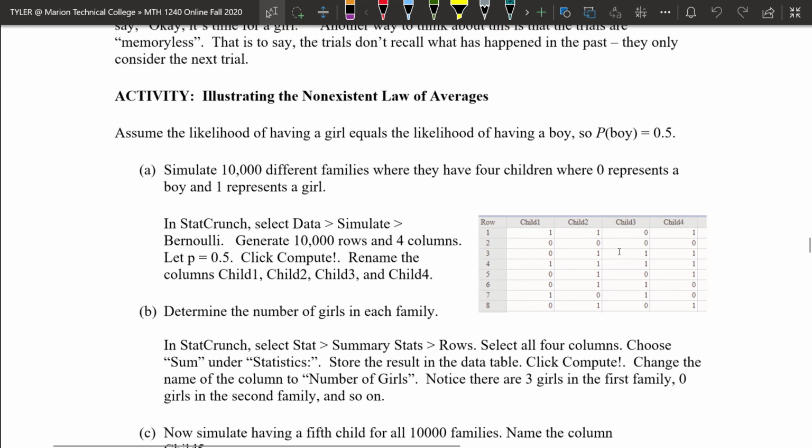So an activity that we can walk through illustrates this, and it assumes the likelihood of having a girl equals the likelihood of having a boy. We could go through this experiment in StatCrunch ourselves, or I think we can probably get through this just looking at the printout here. So let's see if we can give that a try. And if you want to try this on your own, feel free to follow the directions in the notes here. So it says, assume the likelihood of having a girl equals the likelihood of having a boy. So the probability of getting a boy is 0.5, 50%.